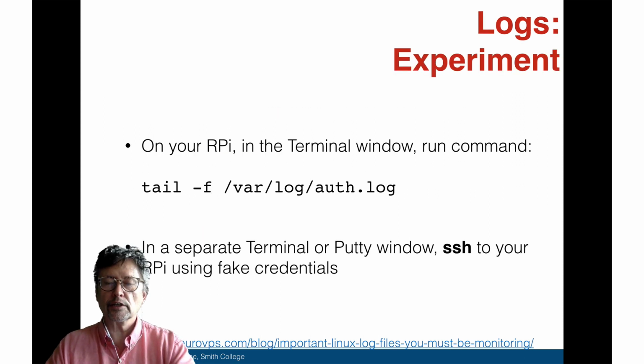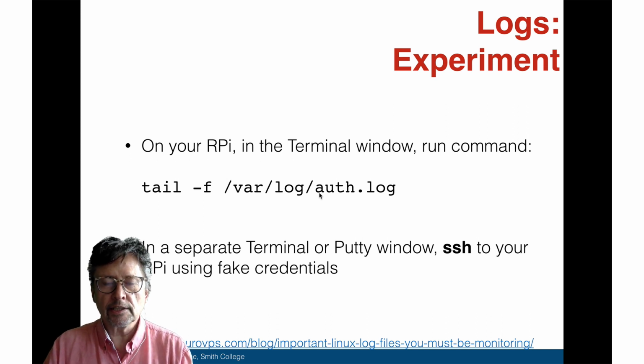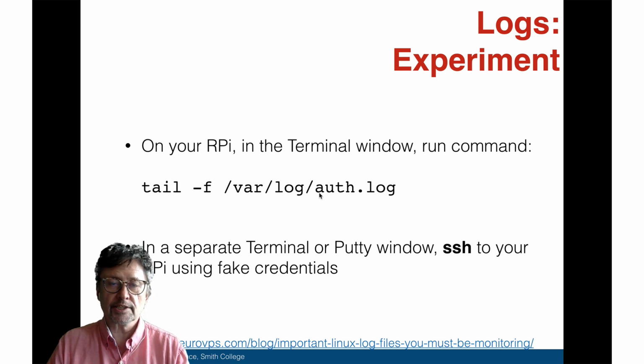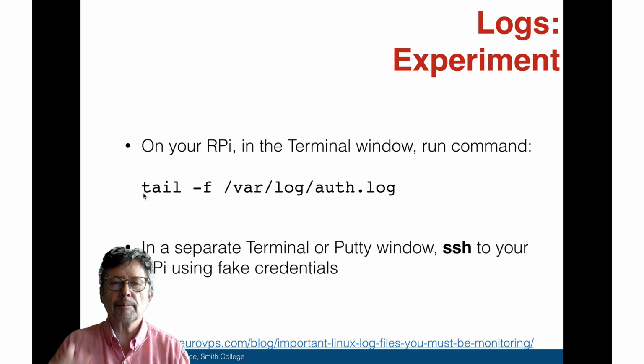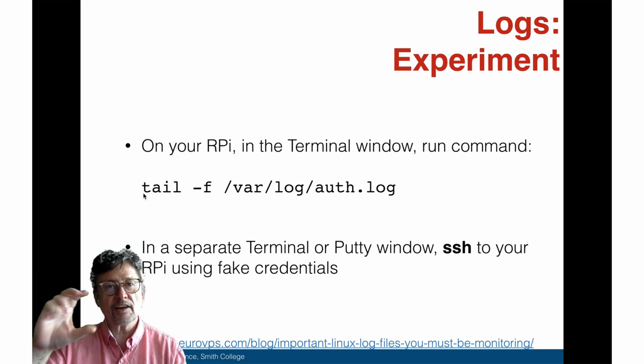All right, here's a little experiment that is quite interesting. I'm going to look at the auth log, which is the log that keeps track of the successful and failed authentications. And tail -f: tail by itself says, give me the end of a file. So by default, give me the last 10 lines.